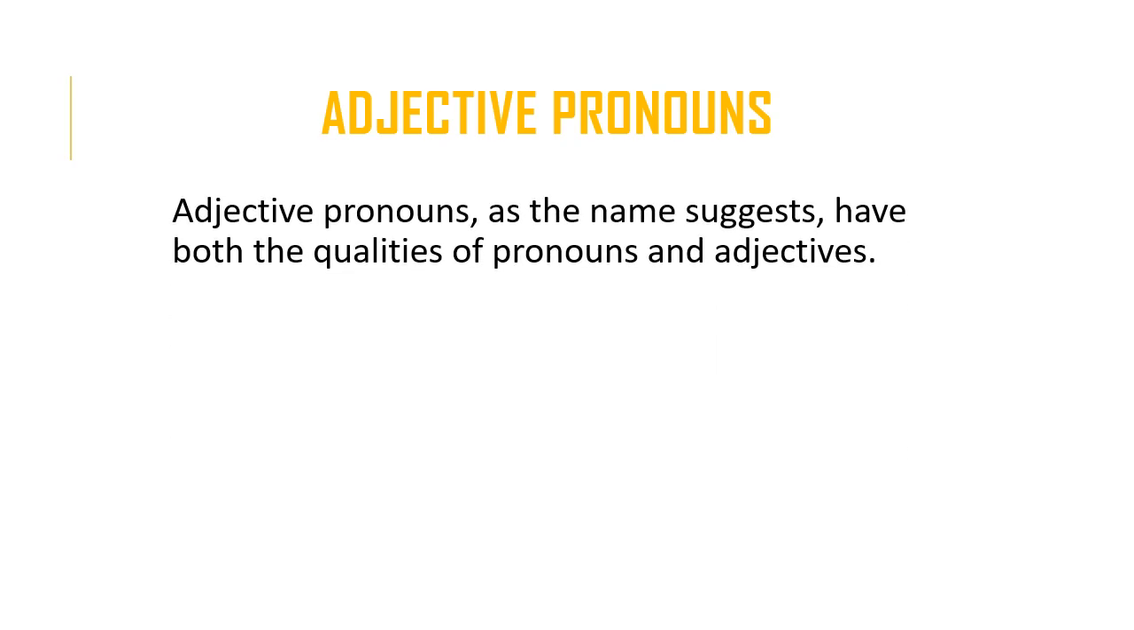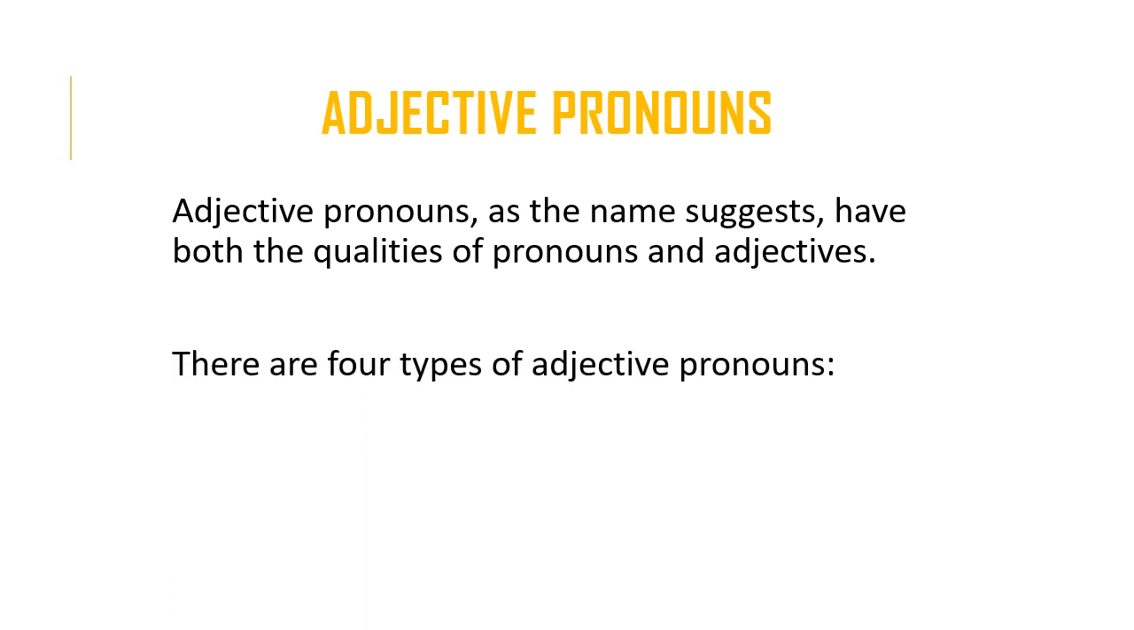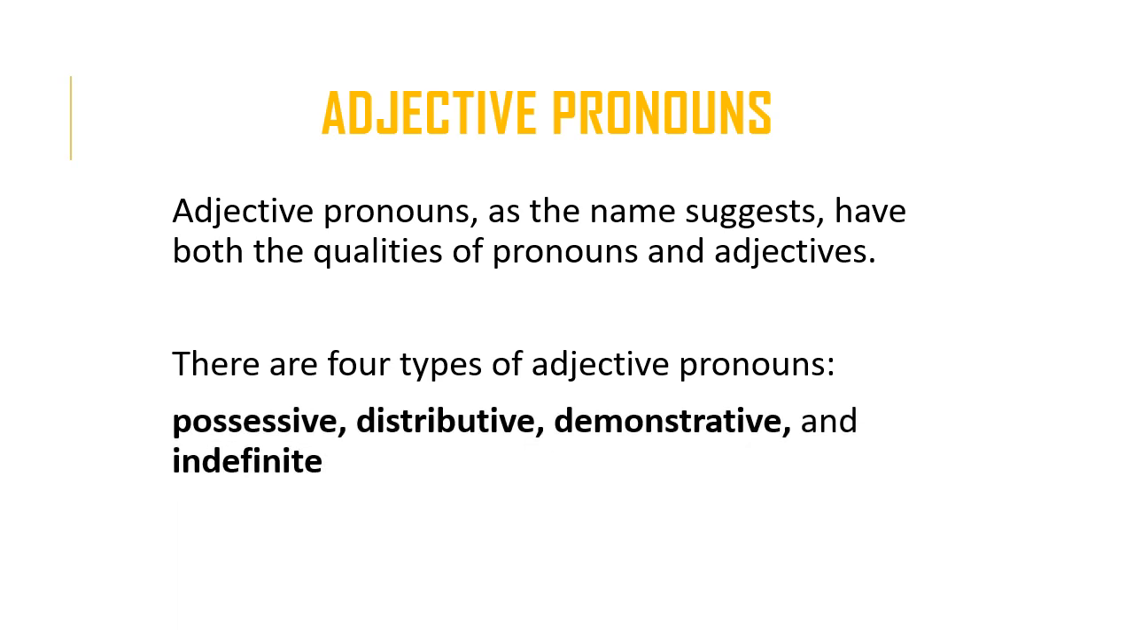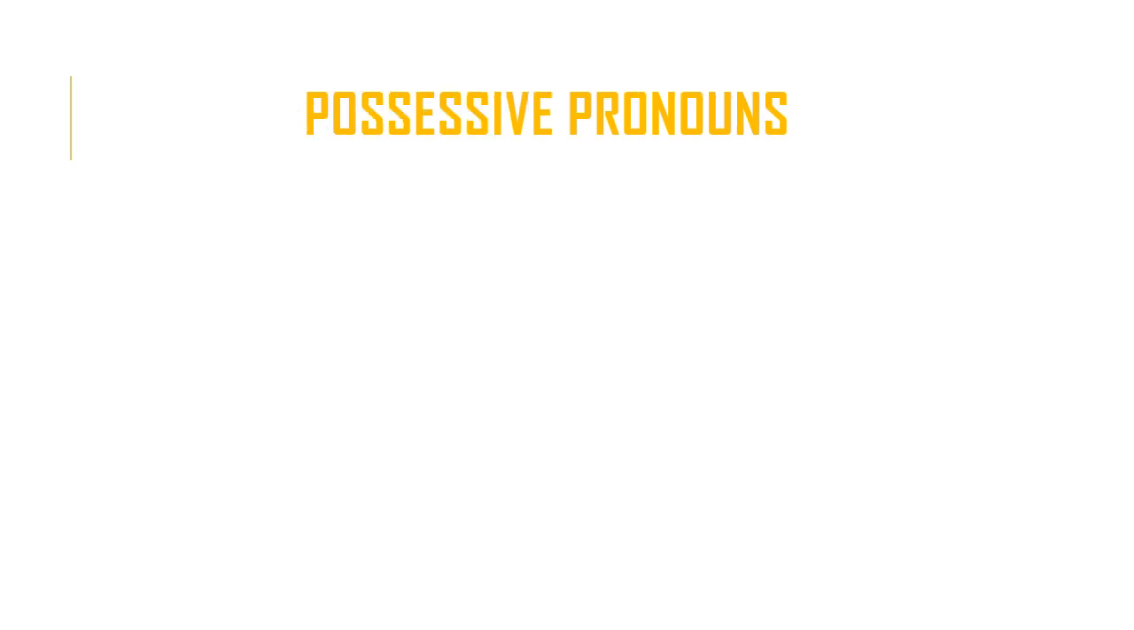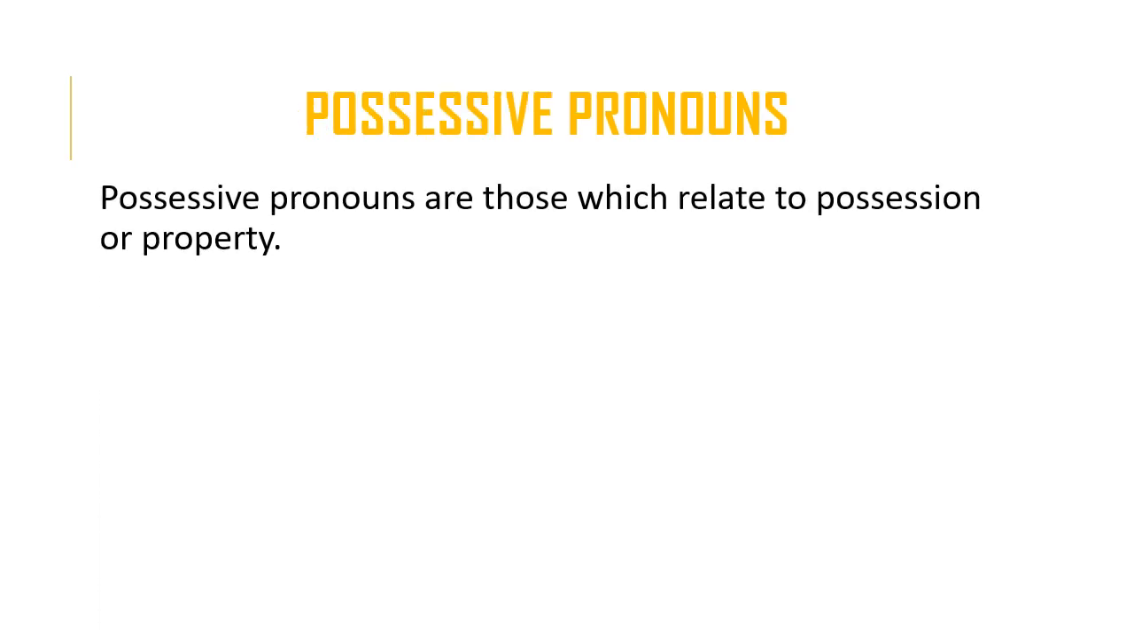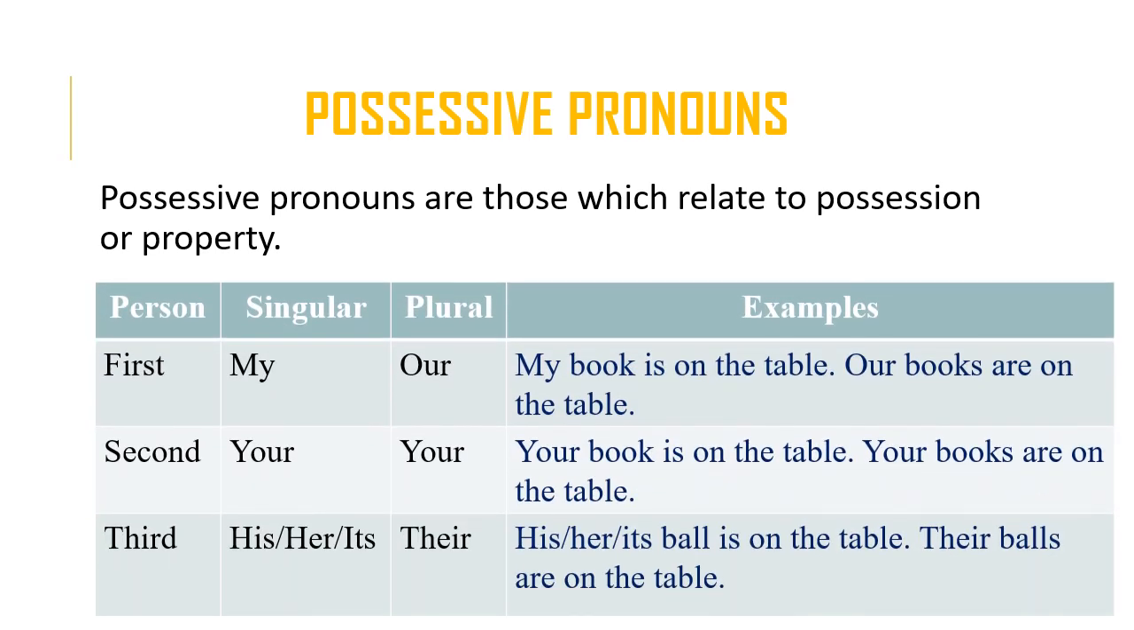Adjective pronouns is the next type that we're going to look at. So, adjective pronouns, as the name suggests, have both the qualities of pronouns and adjectives. There are four types of adjective pronouns. You have possessive, distributive, demonstrative, and indefinite. Possessive pronouns are those which relate to possession or property.